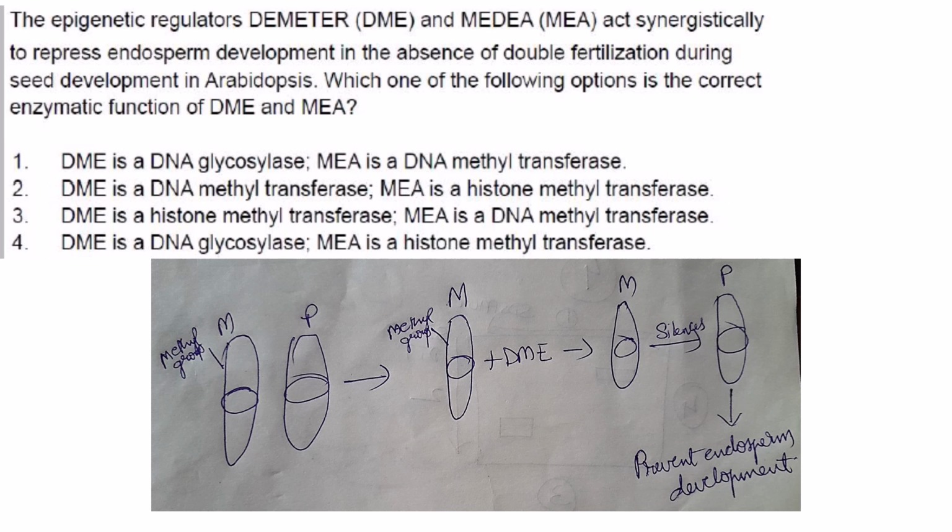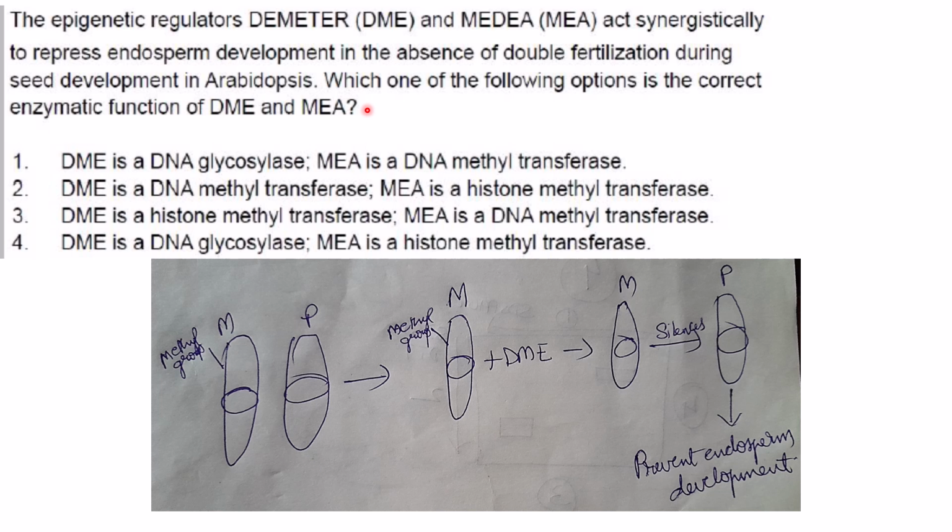Okay, now the next one. The epigenetic regulators DEMETER, DME, and MEDEA, MEA, act synergistically to repress endosperm development in the absence of double fertilization during seed development in Arabidopsis. Okay. Now what is this, repress endosperm development in the absence of double fertilization? That means even though there is no double fertilization, endosperm is developing. Even though usually after double fertilization only endosperm develops.